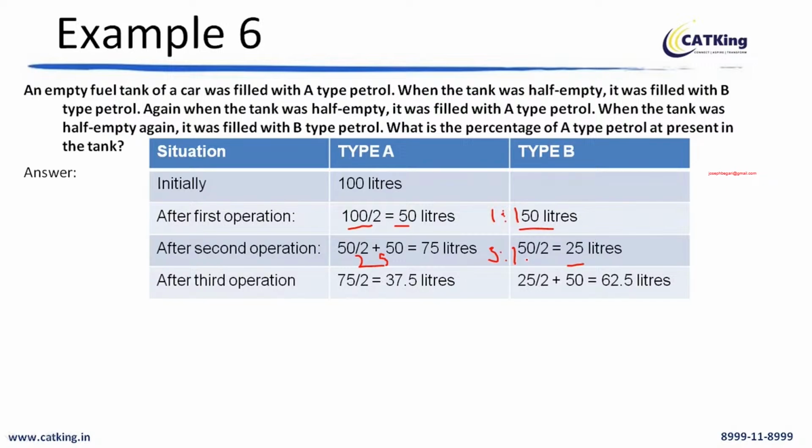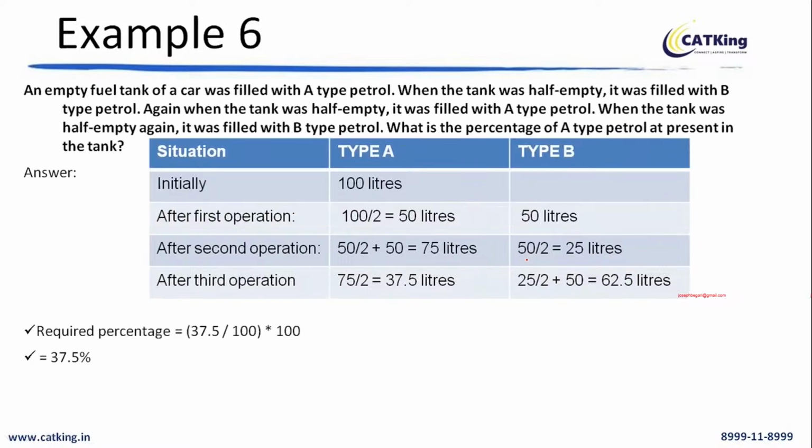So now अब इसमें से जो हाफ हो जाएगा उसको 75/2 और यहाँ पे 25/2 plus 50 which is 62.5 meters. That is 37.5 meters. The required percentage is 37.5 upon 100 into 100, which is 37.5%. I hope that is clear.